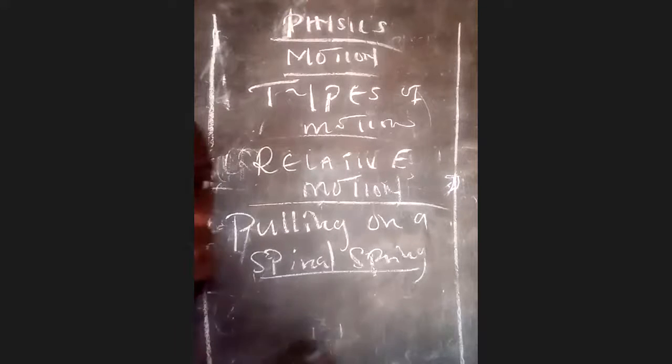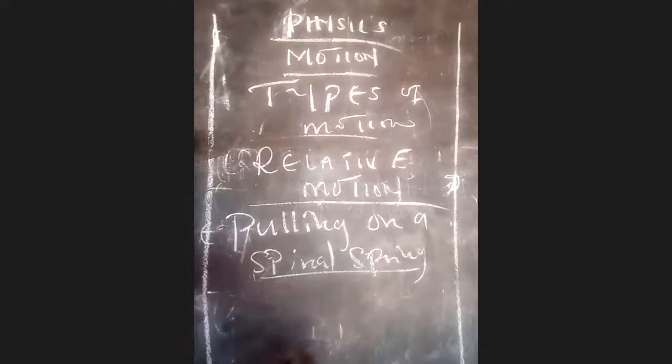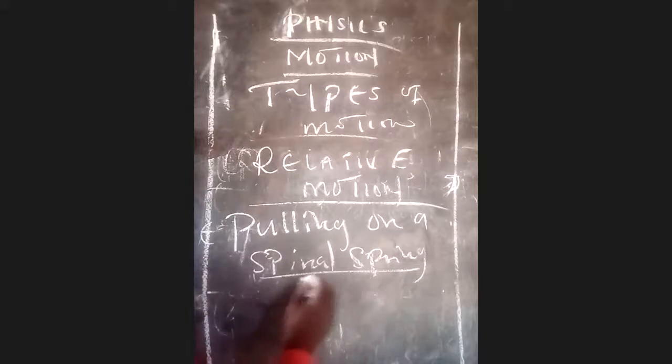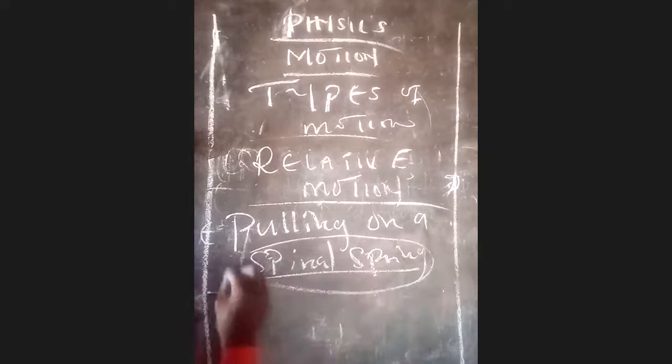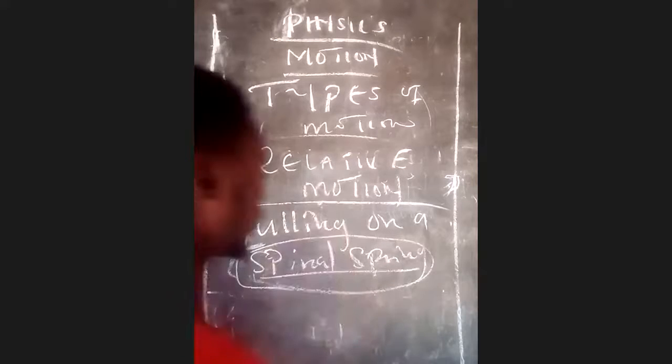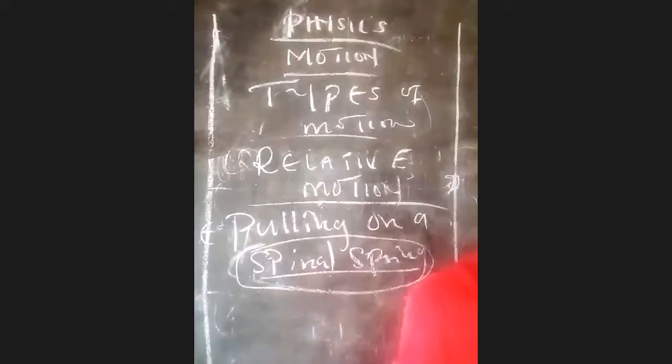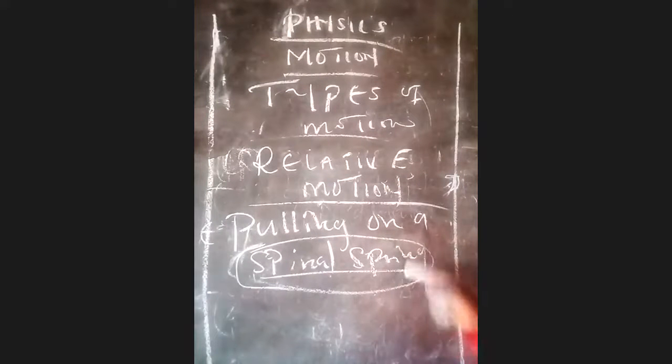Probably in my next class, I'll be presenting some practical material so that you can get to know all these things. Pulling on the spinal spring is a typical example of relative motion. When the spinal spring is pulled, it is pulled in relation to another body. The pulling on the spinal spring happens through the effect of other bodies. That is a typical example of relative motion.